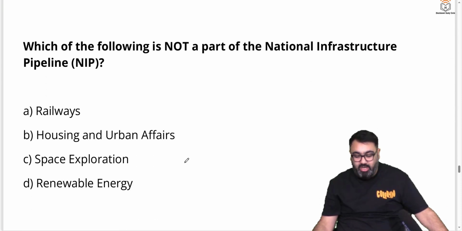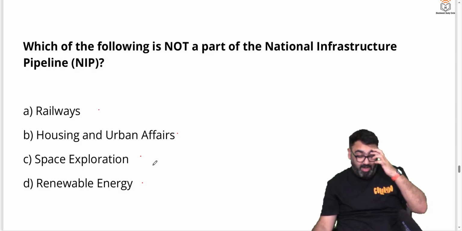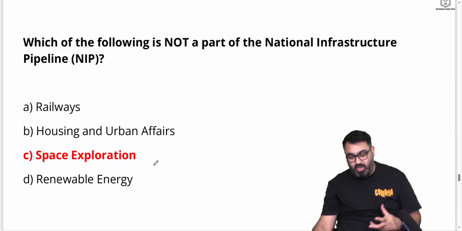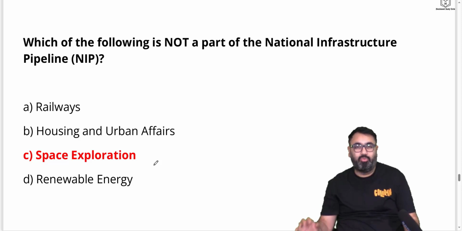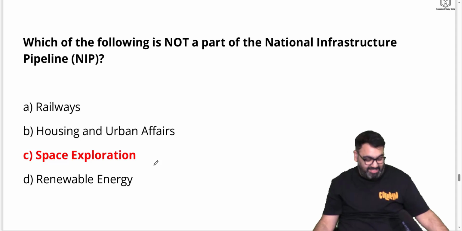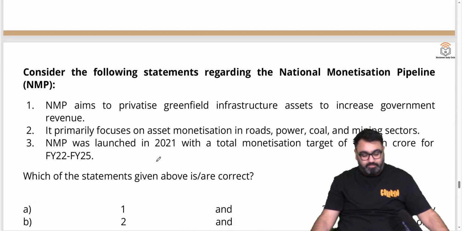Which of the following is not a part of National Infrastructure Pipeline? Railways, Housing, Urban Affairs, Space Exploration, Renewable Energy. Not a part of National Infrastructure Pipeline. This is space exploration. So we have not opened space exploration as such as a part of this pipeline. We are focusing on others, on how can we improve their asset or how can we make these open for multiple usage, but space exploration is not a part of it.